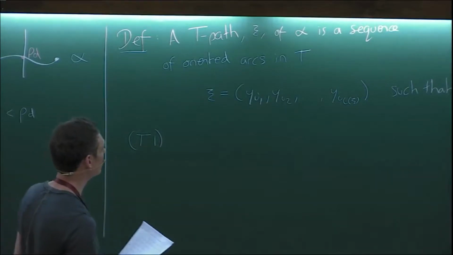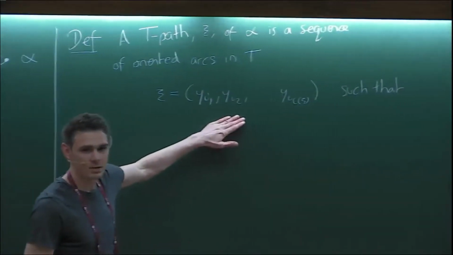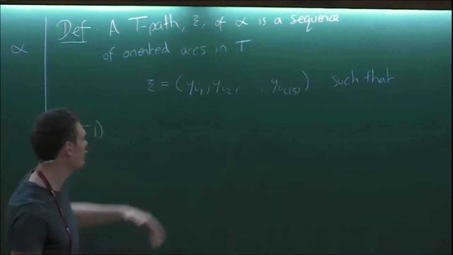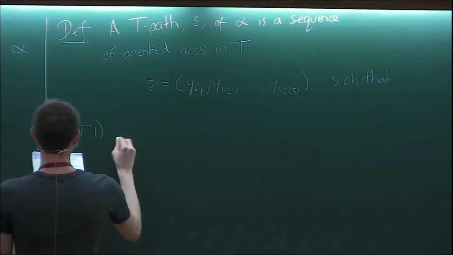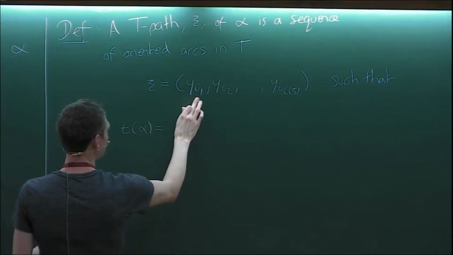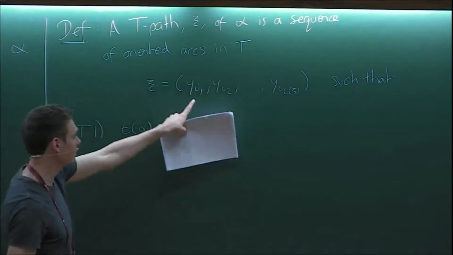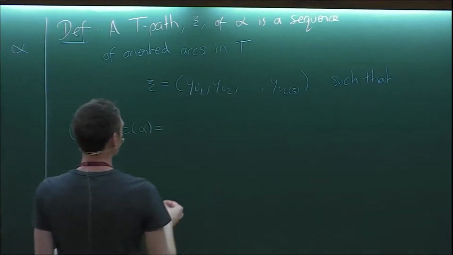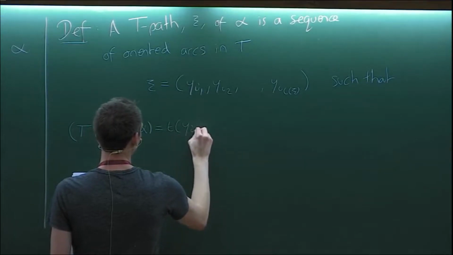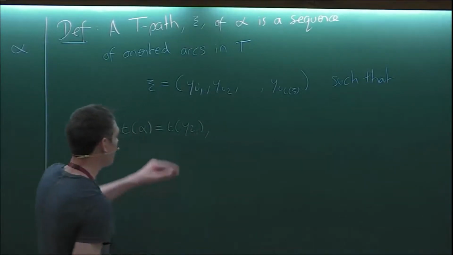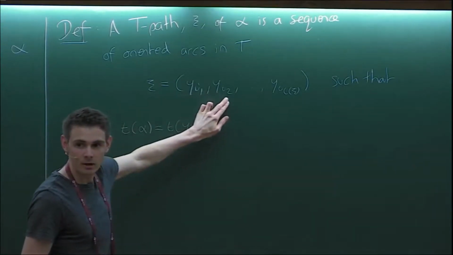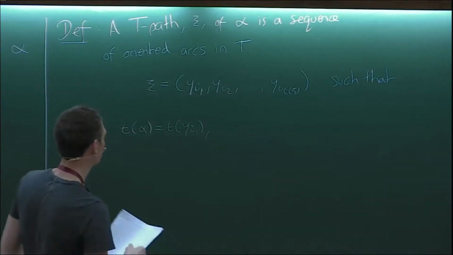So the first one is that alpha has to be some kind of concatenation of this sequence. So the start of alpha needs to coincide with the start point of this directed arc, gamma I1. And then from then onwards, the endpoint of gamma I1 needs to be the start point of gamma I2, and so on and so on.